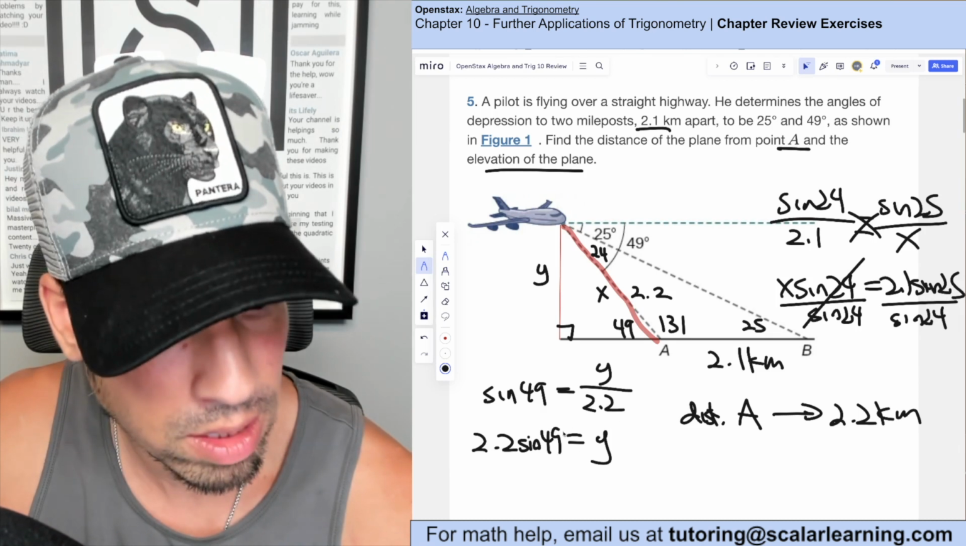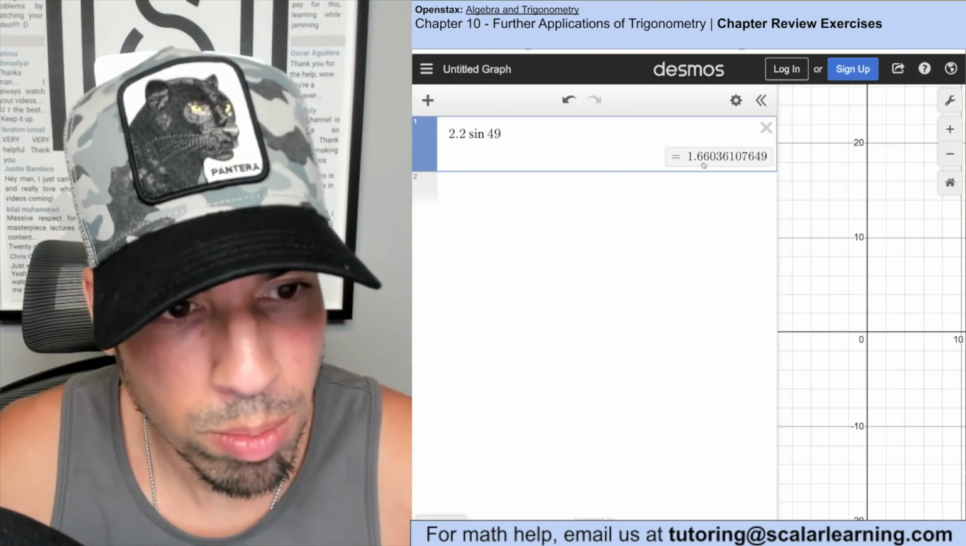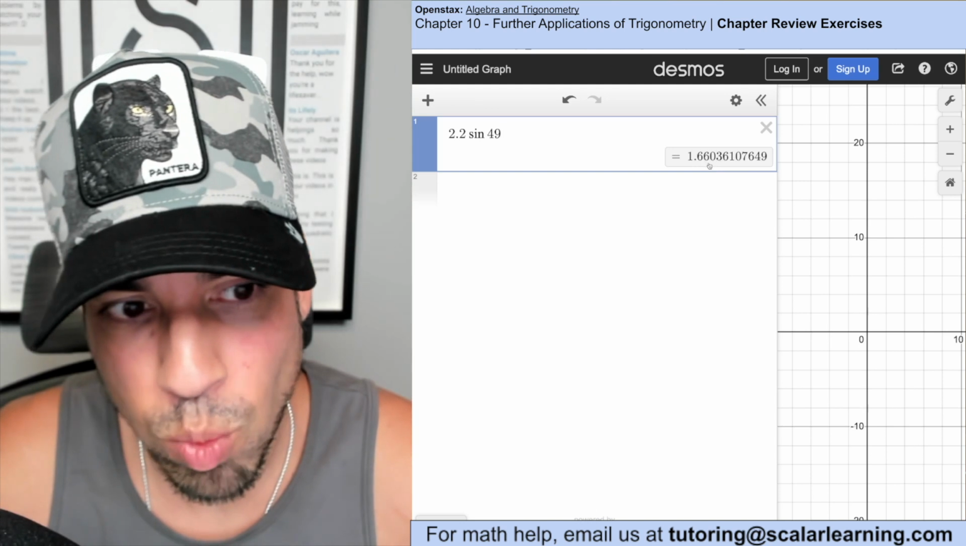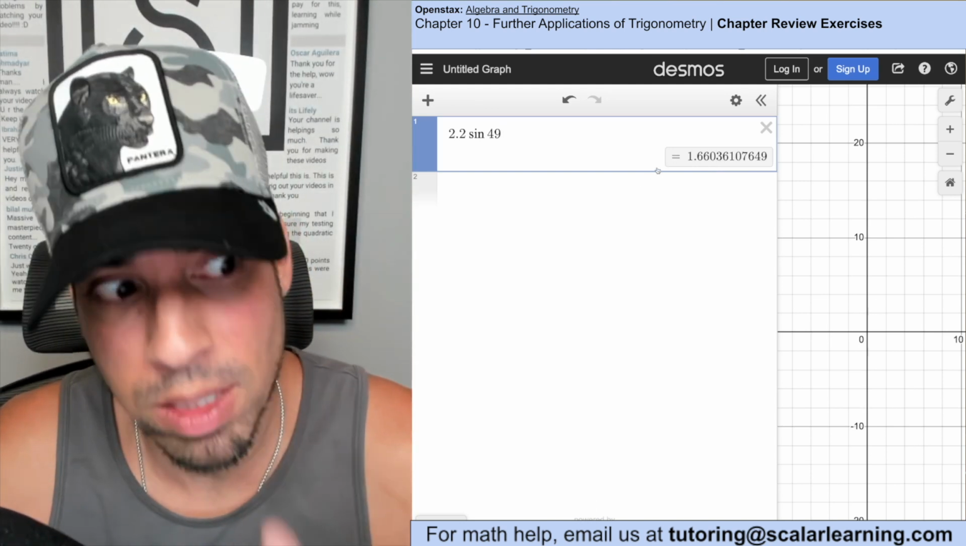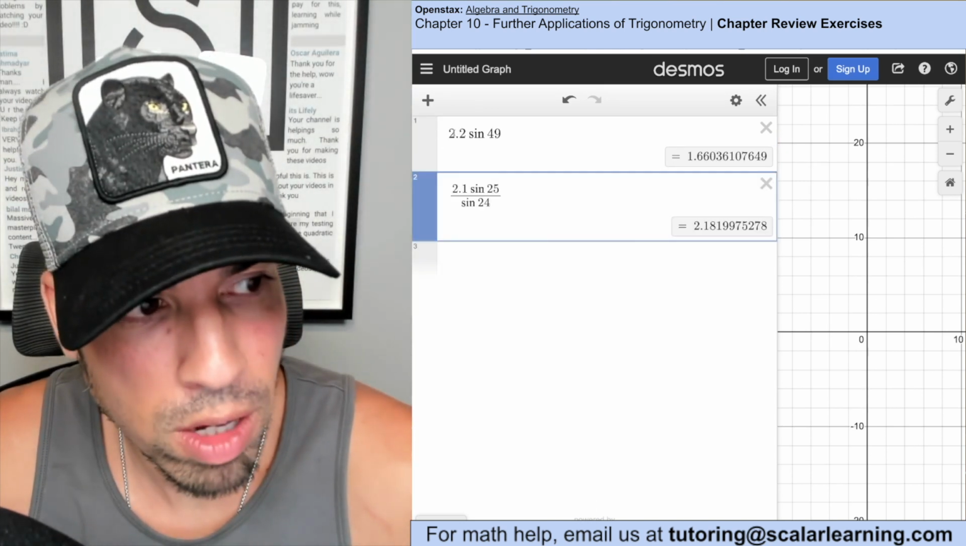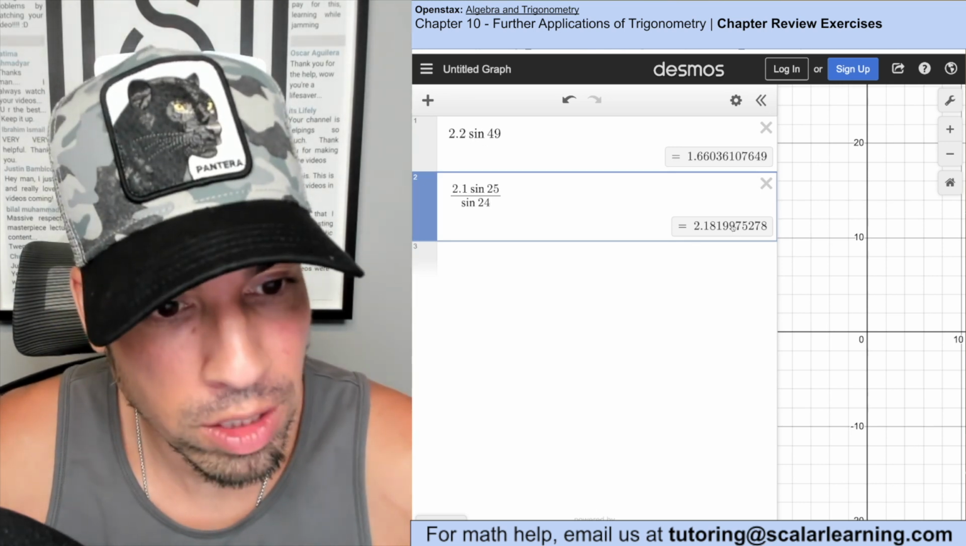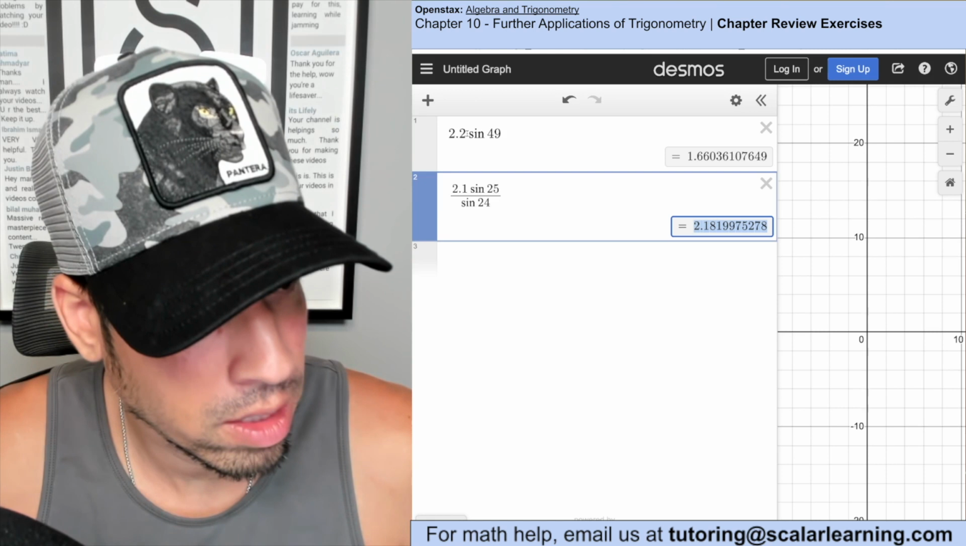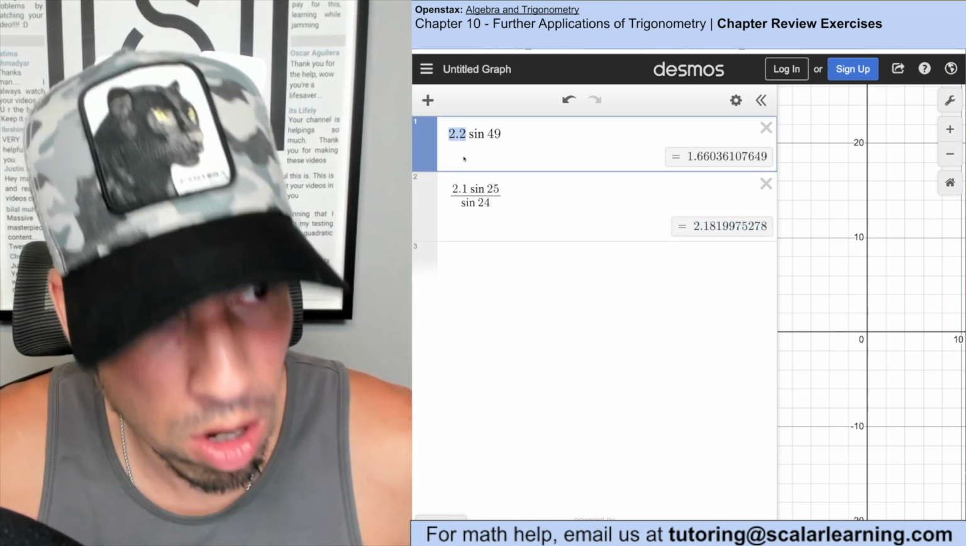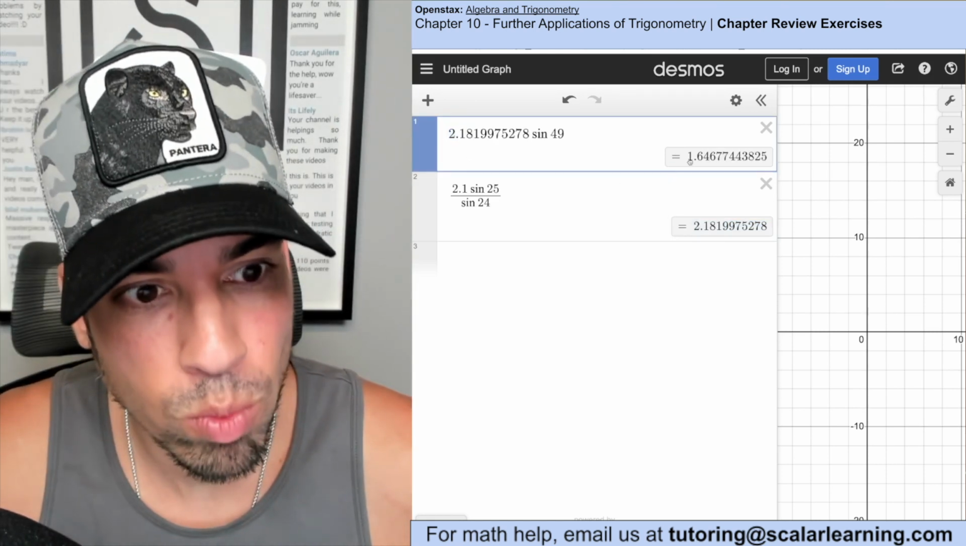So let's plug that into Desmos now. And here we get 1.66, rounded to the nearest tenth would be 1.7. Now they have 1.6. Here it's plugged in with 2.2, but remember, 2.2 we rounded. So I'm actually going to use the exact value here and replace that 2.2. We're going to use the unrounded value, and then we get 1.64.